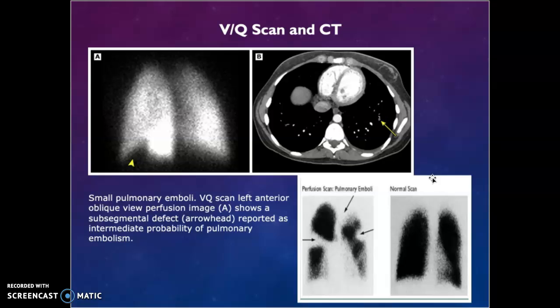A VQ scan is also called a ventilation perfusion scan, and it's performed in 2 parts. In the first part, you use a radioactive material that is breathed in, and pictures are taken to identify the airflow in the lungs. In the second part, a radioactive material is injected into a vein in the arm, and more images are then taken to find the blood flow. So you're comparing the ventilation via breathing in the radioactive material to the perfusion via injecting it into the vein. And this is a normal scan, and over here you can identify parts of mismatched ventilation and perfusion.